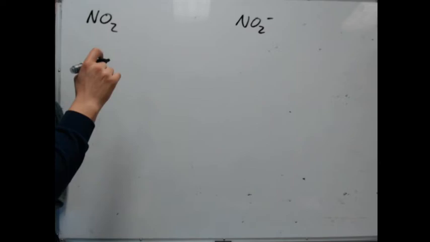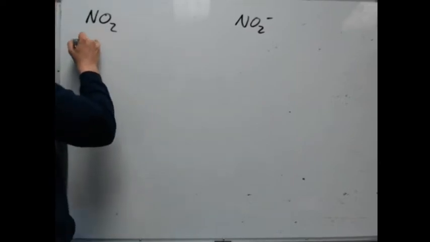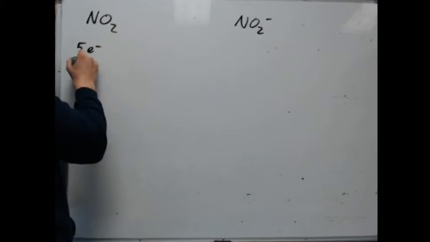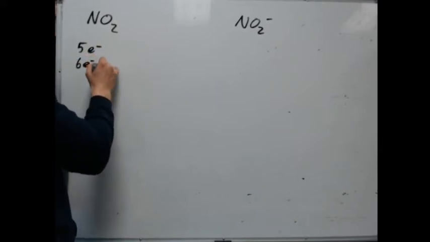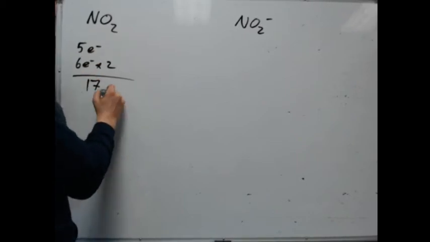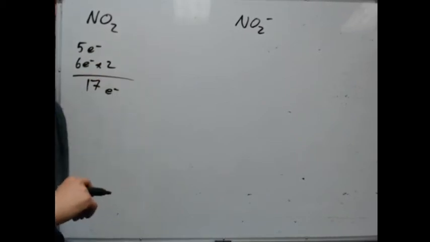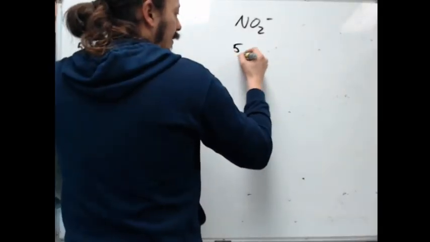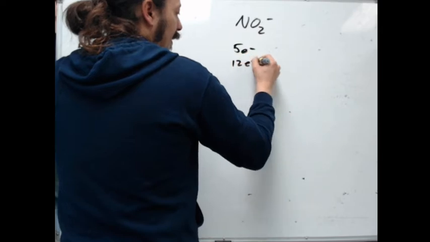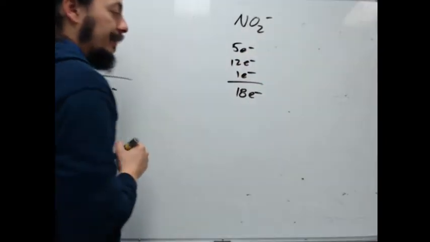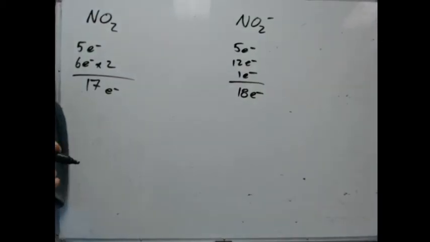Nitrogen has 5 electrons. Oxygen has 6 electrons, and we've got 2 of those. So that's going to be 17 electrons. We're already in trouble. Odd numbers of electrons are bad news. With nitrite, it's 5 electrons, 12 electrons, 1 extra electron, so 18 electrons to distribute. That one's going to be a lot easier to deal with.